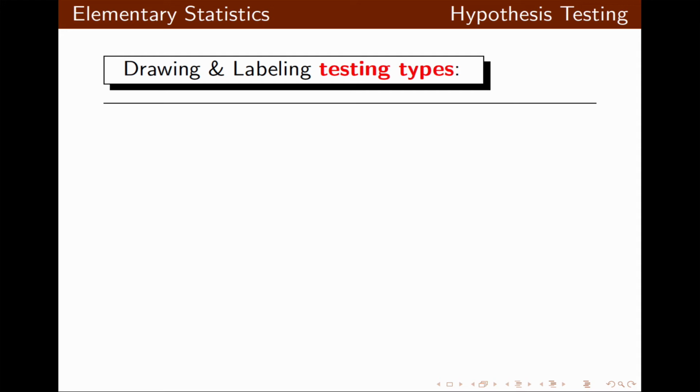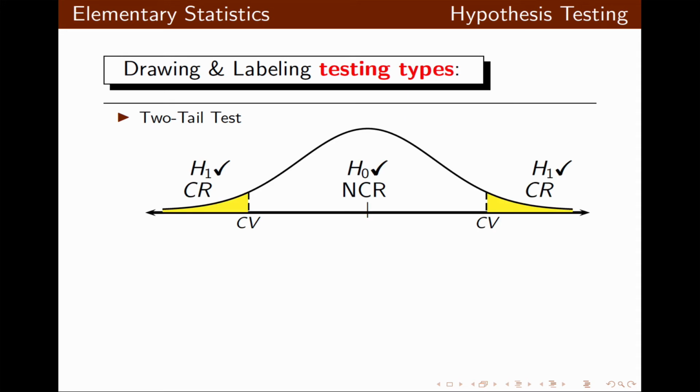Drawing and labeling testing types. For the two-tailed test, you take the significance level alpha and you divide it by 2. Half will go to the right and the other half will go to the left. Those regions are called critical region, and the rest of the graph will be non-critical region.